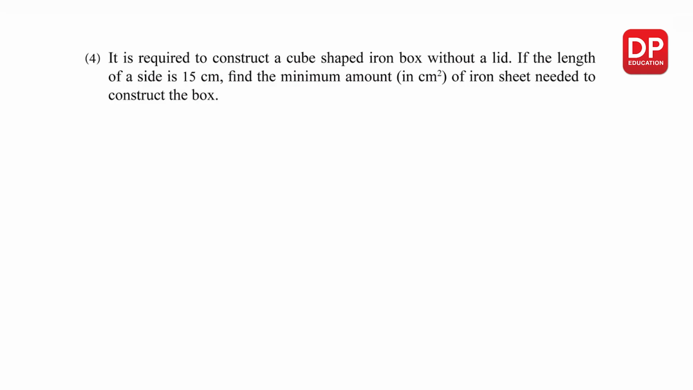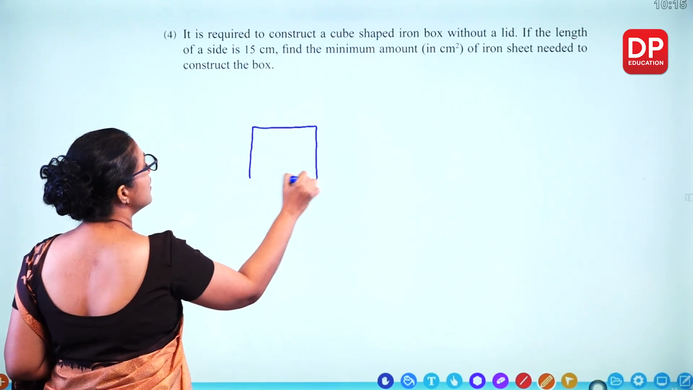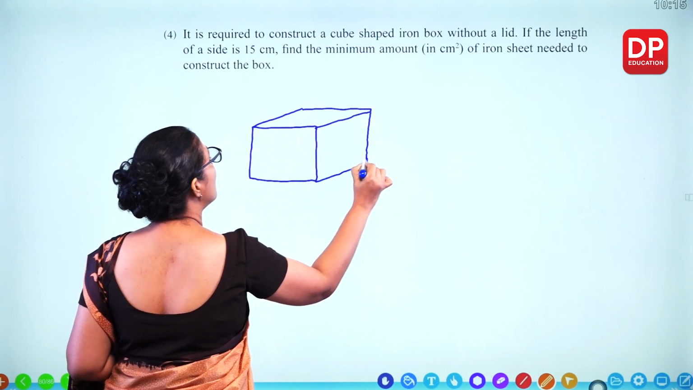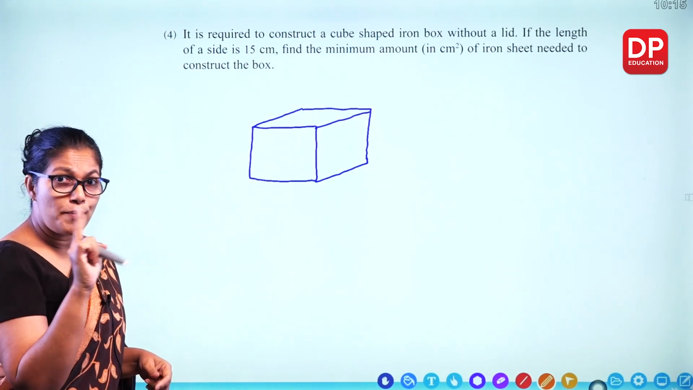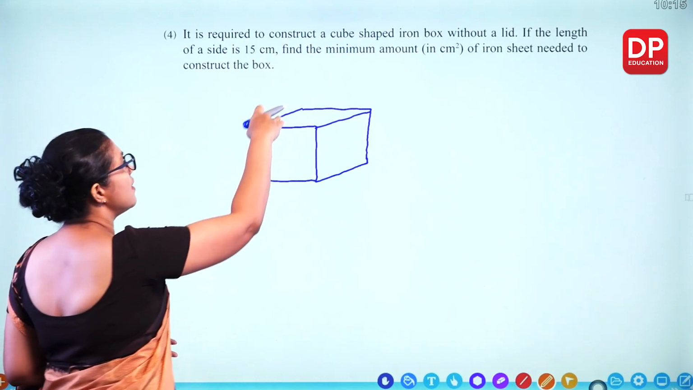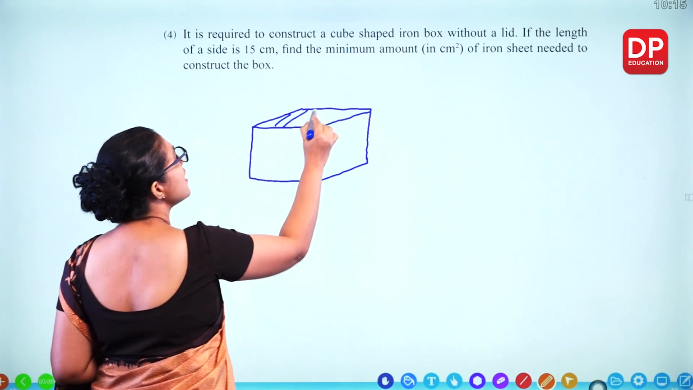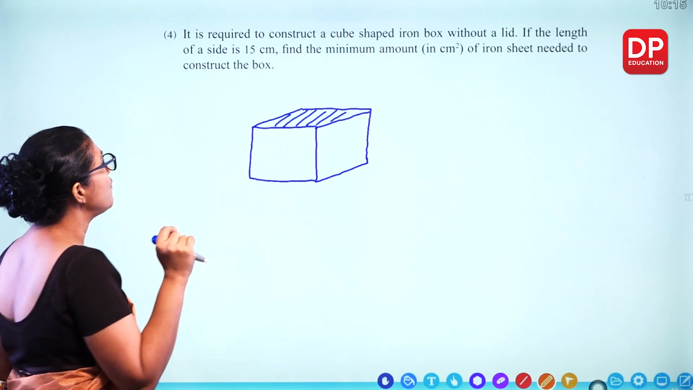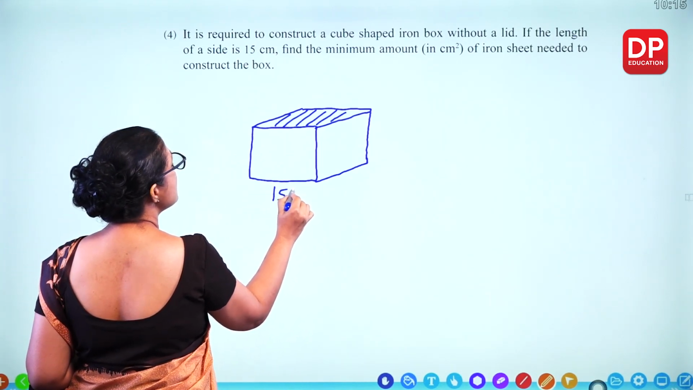Question number 4. It is required to construct a cube-shaped iron box without a lid. If the length of side is 15 centimeters, find the minimum amount of iron sheet needed to construct the box. So this is a cube. Normally for a cube there are 6 sides, but there's no cover now, so you can't take this side. So now altogether how many sides? 5 sides. Each side is 15 centimeters.